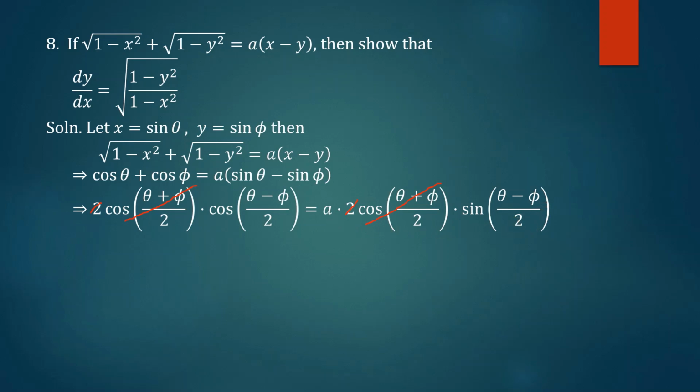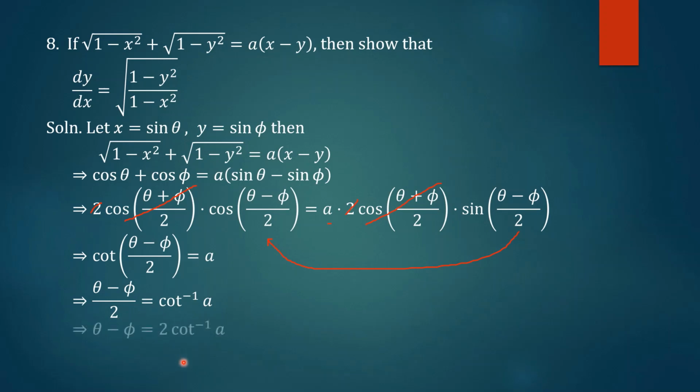So if you take this term as the denominator of cos, then it will make it cot of (theta minus phi)/2, and on the right side just a will remain there. Okay, so you see the next line: cot of (theta minus phi)/2 is equal to a alone. Is that clear? Then (theta minus phi)/2 will be equal to cot inverse a. Simply, then take the 2 across. So theta minus phi is equal to 2 cot inverse a.